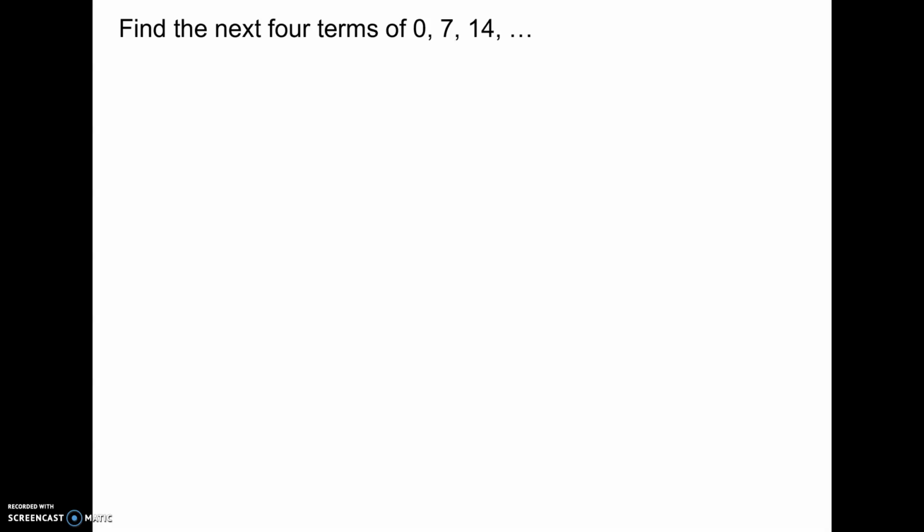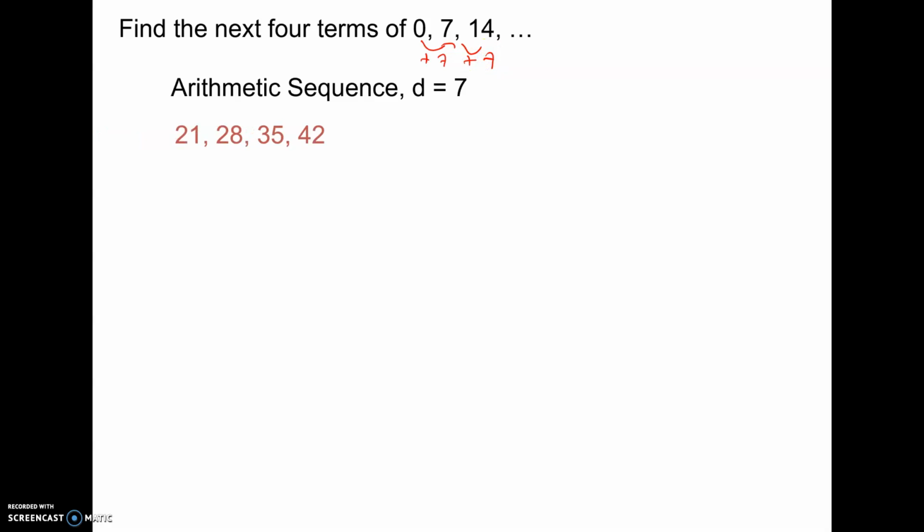Okay, so let's delve into some examples of some basic arithmetic sequence problems. So here we have a common difference of 7. You can see that it's going up by 7. Plus 7, plus 7. So all I have to do now is just add 7 four more times. So if I add 7 to 14, I get 21. Add 7, I get 28. Add 7, get 35. Add 7, we get 42. That was easy.